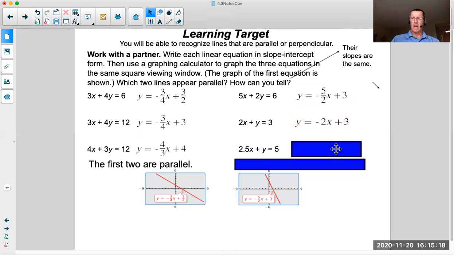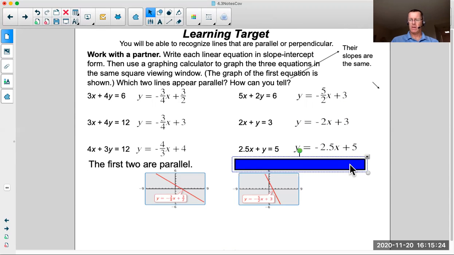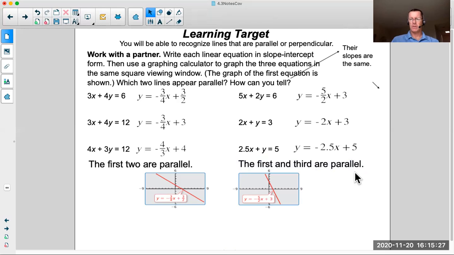So hopefully you got those 3. And which 2 are going to be parallel? Hopefully you said the first and third one. Okay.